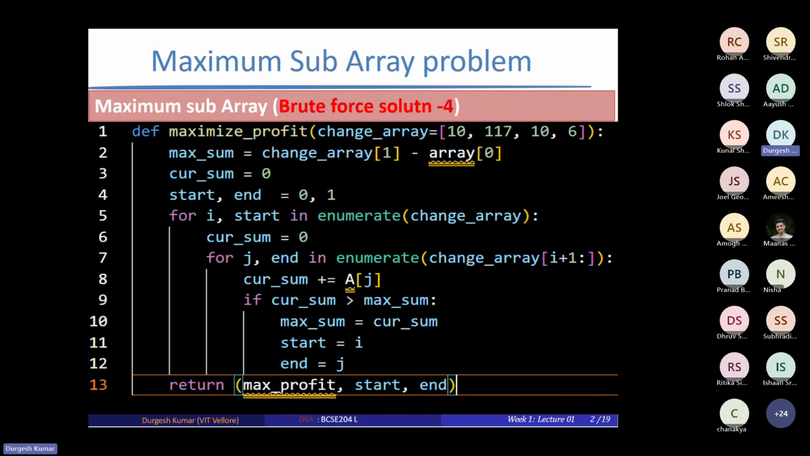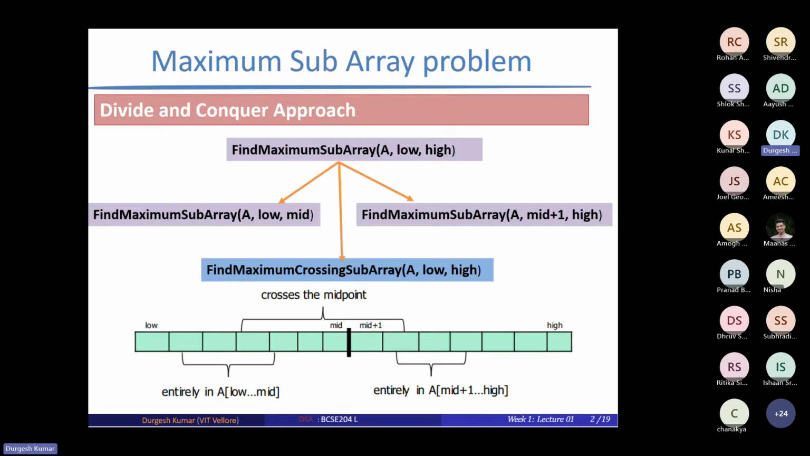Okay, good. No doubt. So we'll move to the divide and conquer solution. Let us visualize rather than actually solving it. First, visualize. We have a maximum subarray problem, that is our original problem S.